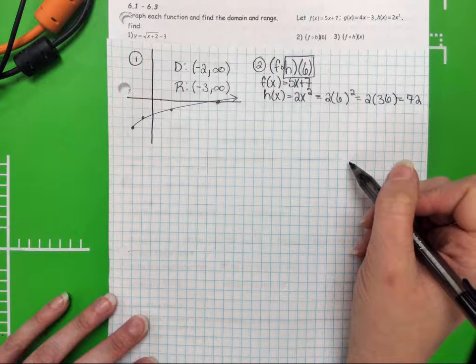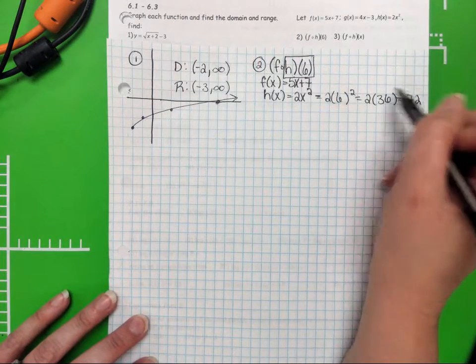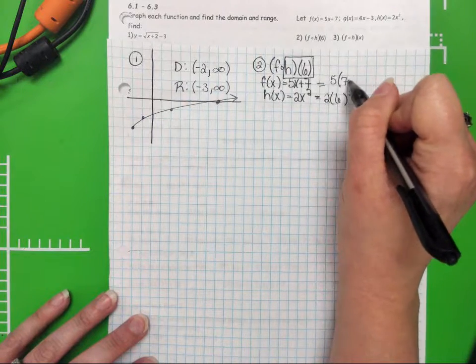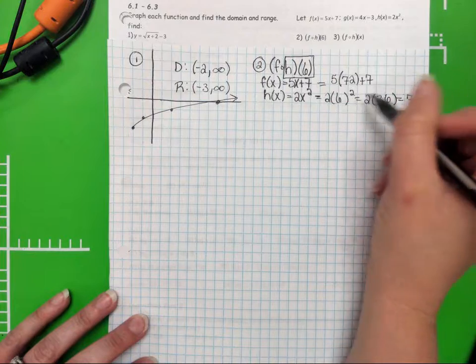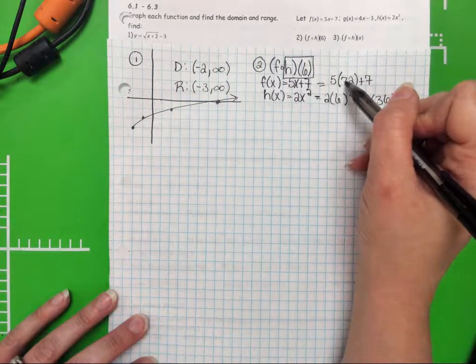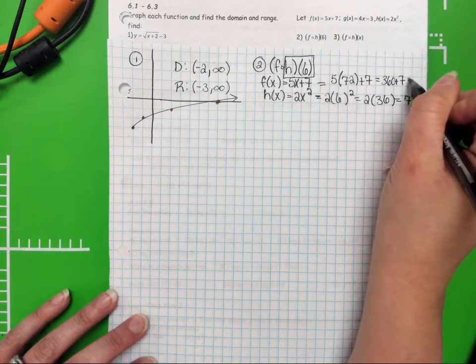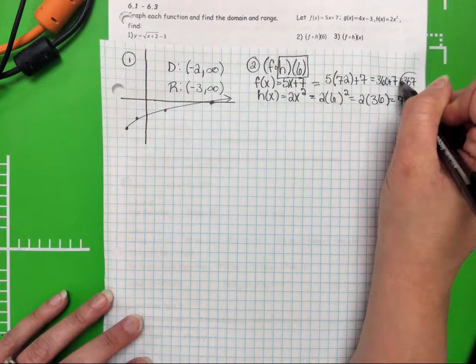Alright, now what do we do with that 72? Plug it into the X in F of X. Very good. So that'll be 5, and then instead of X, it'll be 72. And let's see, that's 350 plus 10 is 360, plus 7 is 367.